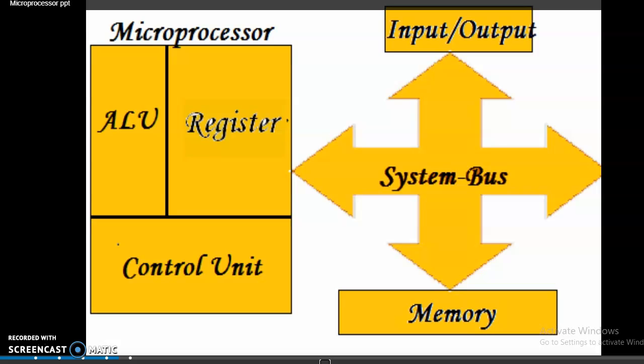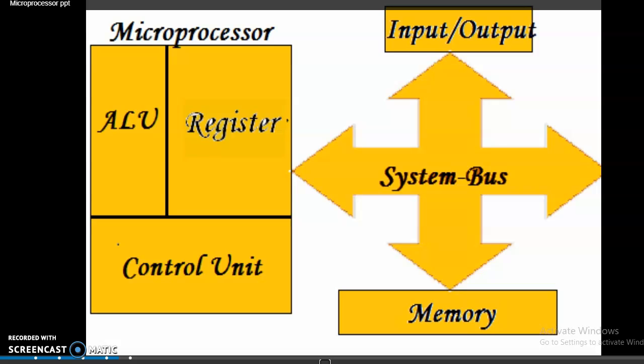Next, the control unit. The control unit provides the necessary timing and control signals for all the operations in the microprocessor. So by the use of the control unit, the overall system timing and signals are processed. The next one is the buses. The network of wires or electronic pathways is called the bus. It is used to carry data from one place to another place.